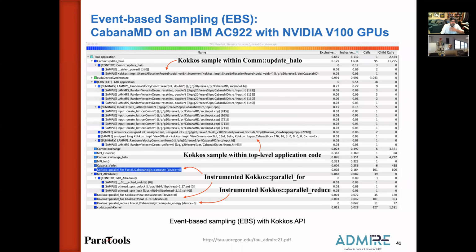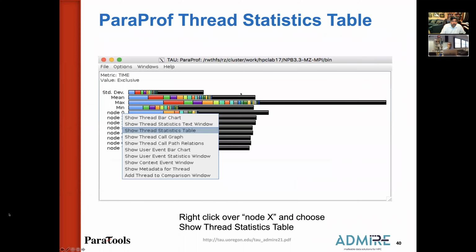So EBS is just event-based sampling. Event-based sampling shows you the time spent in different code regions. Like here is the lammps random velocity geom reset function in the input.h file. And event-based sampling will say that at line number 128, it took so many seconds. At line 130, it took so many seconds. That is event-based sampling. Yes, this point is clear. It's now only the call site which is confusing.